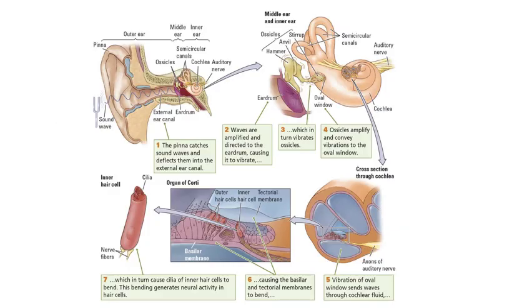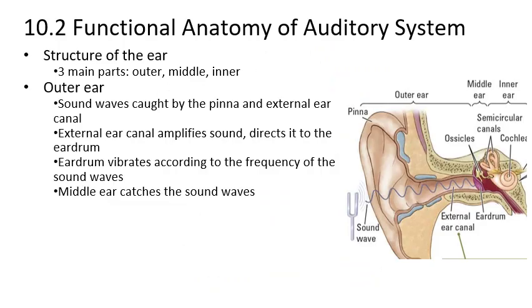This is an overview of the processing of sound in the ear. So we have the outer ear, the middle ear, and the inner ear. In the outer ear, sound waves are caught by the pinna, which is the fleshy outer part of your ear, and the external ear canal, and these act as a funnel, funneling the sound in toward your ear. The external ear canal amplifies the sound and directs it to the eardrum.